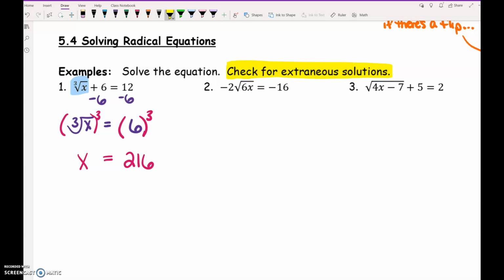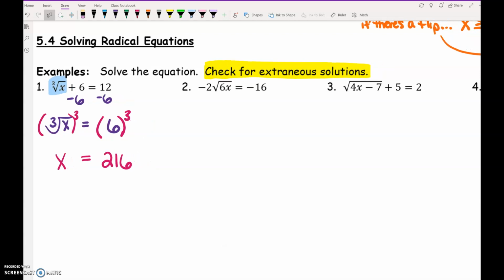So with odd index, like a cube root, it's not really that big of a deal because the cube root of a positive number is positive. The cube root of a negative is negative. It's okay to have negatives with cube roots or fifth roots or whatever. Let's look at number 2.